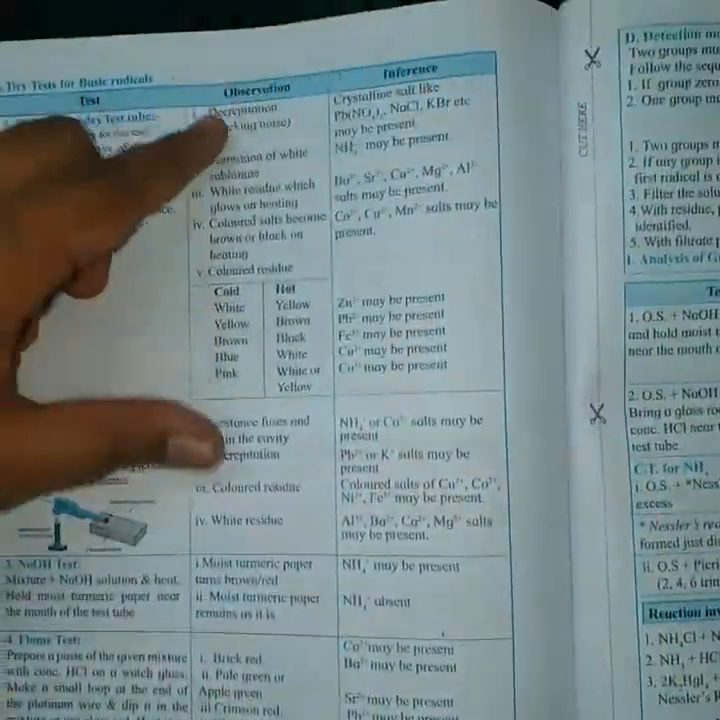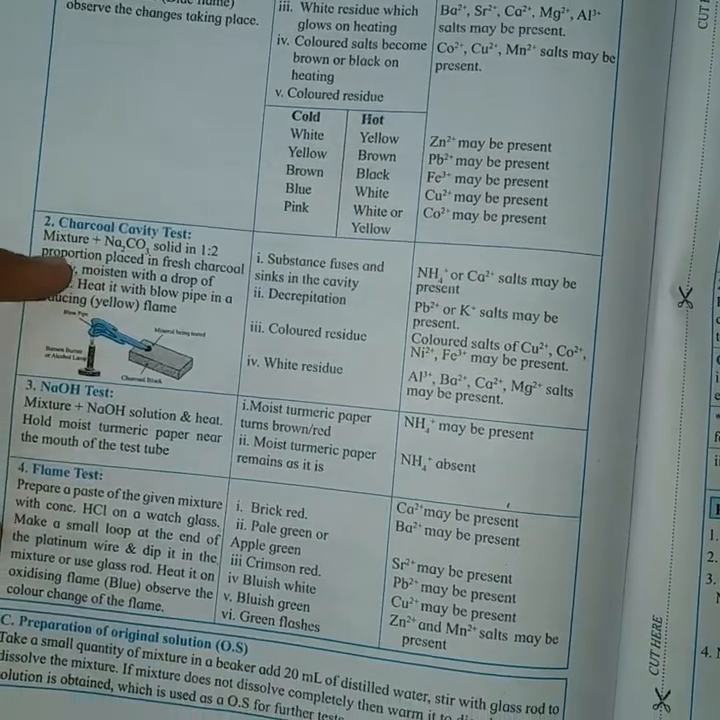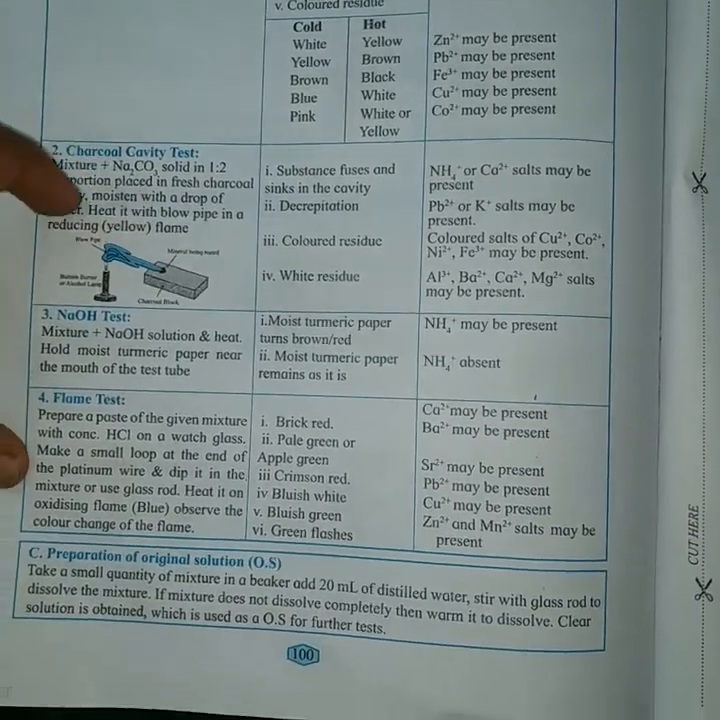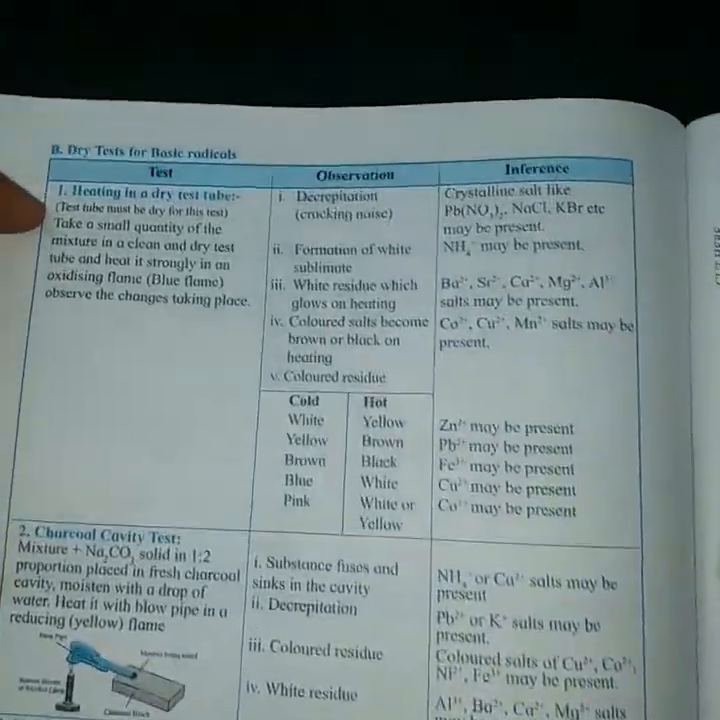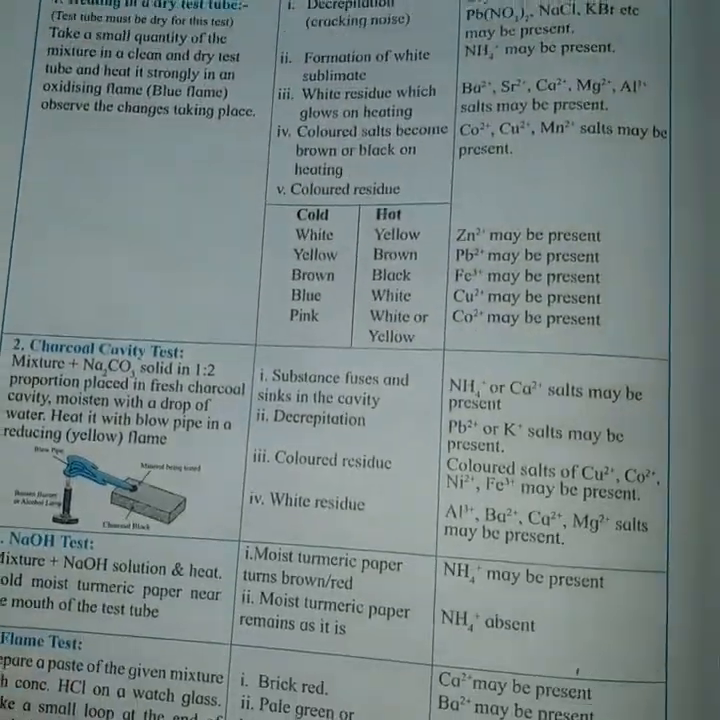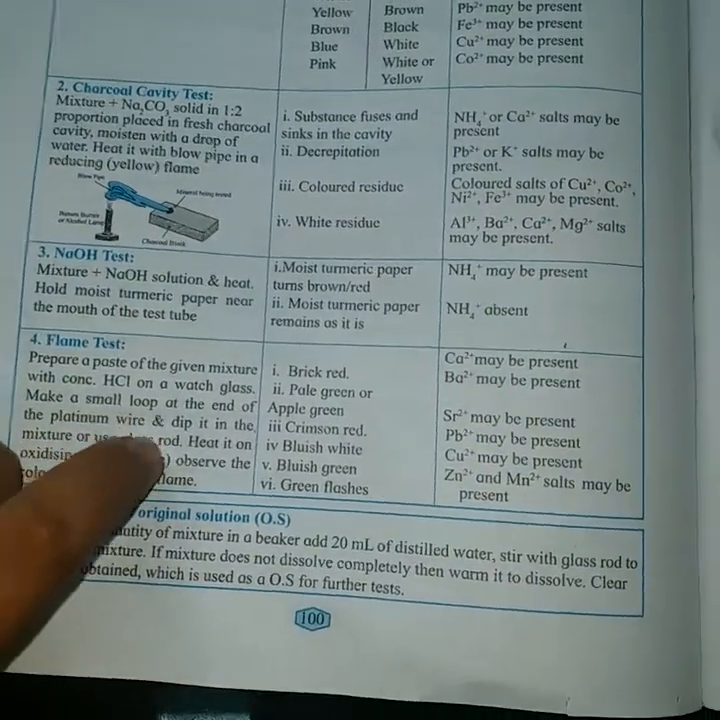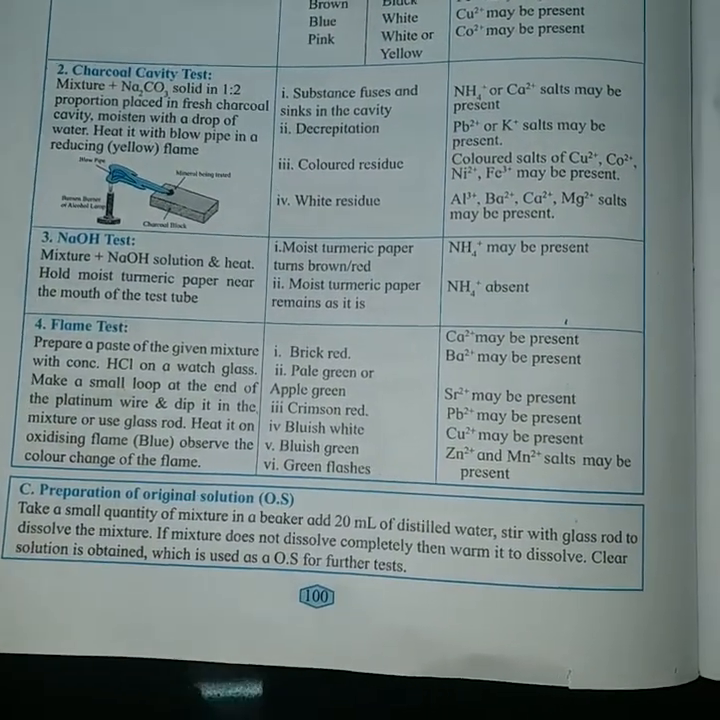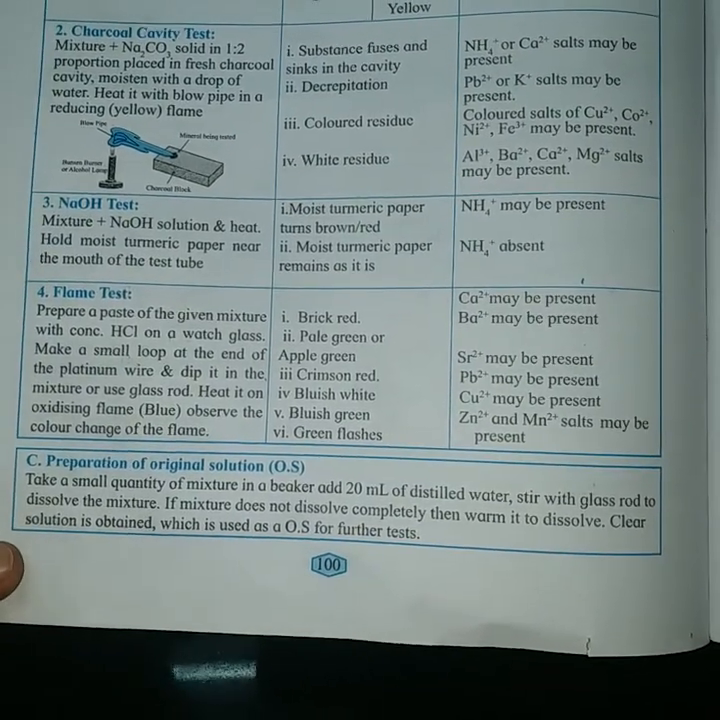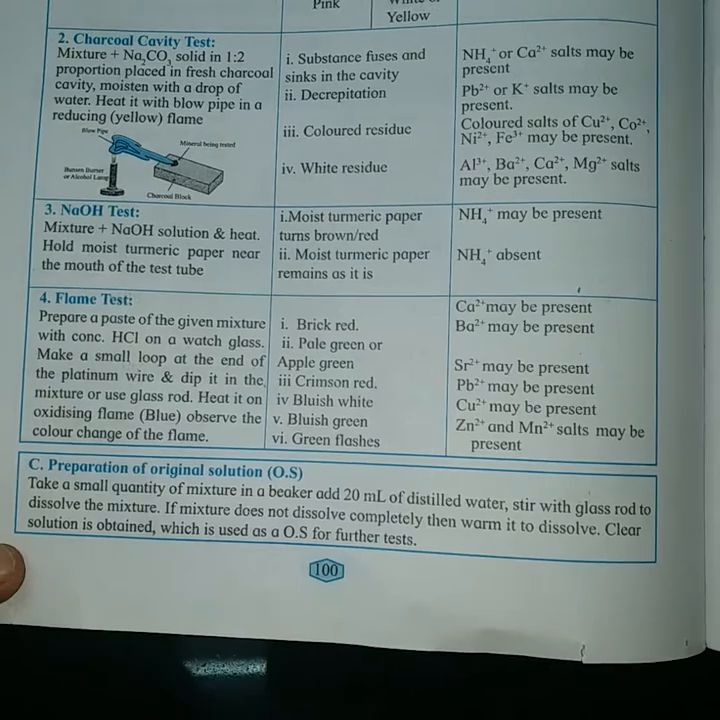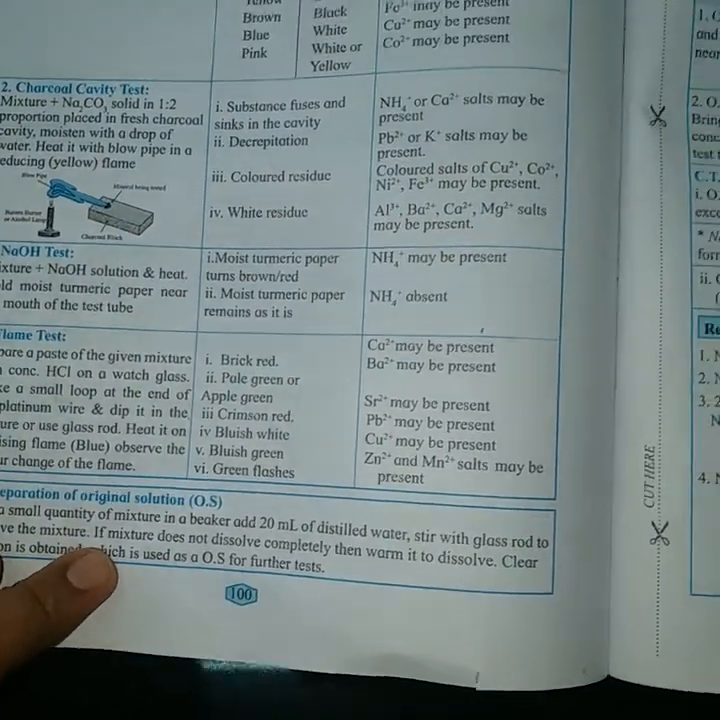So in the dry test, we are going to see these types of tests. We won't be doing the charcoal cavity test, okay? Charcoal cavity test we are not doing. So we will heat that mixture in the test tube and add NaOH to it. Flame test is one of the important parts, okay? And then we'll go for the wet test, the preparation of original solution. I hope you are aware of that. In the acidic radical, we have seen how to prepare the OS solution.